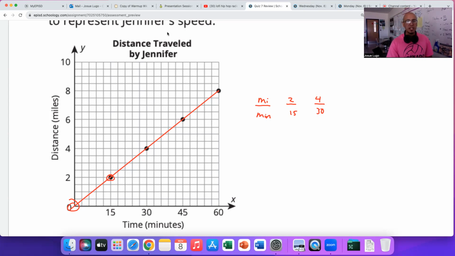And I'm not going to go through this because, guys, you only need one of them. It doesn't matter. They're all equivalent. So I'm going to take the simplest one, the easiest one, so to speak. And remember, I want to find the unit rate. In other words, I don't want to know the miles for 15 minutes.